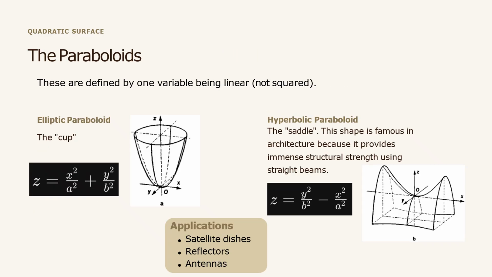If you move on, there are two important paraboloids. The first is the elliptical paraboloid, which resembles a bowl. The second is the hyperbolic paraboloid, commonly known as the saddle surface. Despite its curved appearance, the saddle surface can be constructed using straight beams, making it popular in architectural design. And paraboloids are also widely used in satellite antennas and reflector systems.